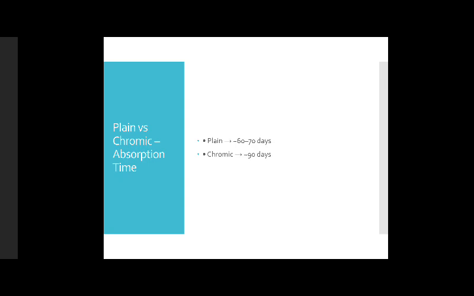Absorption time. Plain catgut takes 60 to 70 days, a shorter duration for absorption. But chromic catgut has a longer duration, around 90 days to completely absorb. So it will give more strength to the tissue till 90 days.